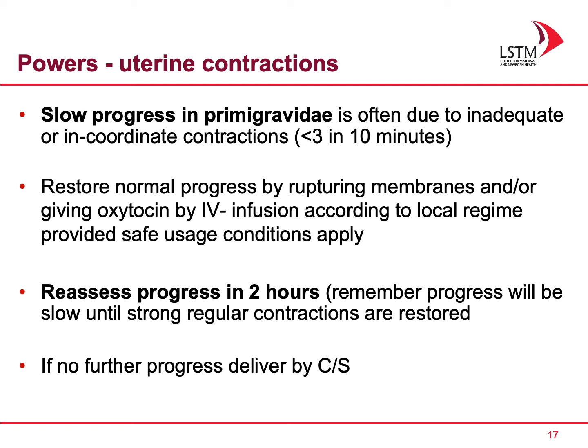So our aim is to restore normal progress by rupturing the membranes and/or giving oxytocin by intravenous infusion according to our local facility regime, providing our safe usage conditions which I discussed earlier apply. We need to reassess progress in 2 hours. Progress will be slow until there is a strong regular contraction pattern. If there's no further progress, then the woman should be delivered by caesarean section.